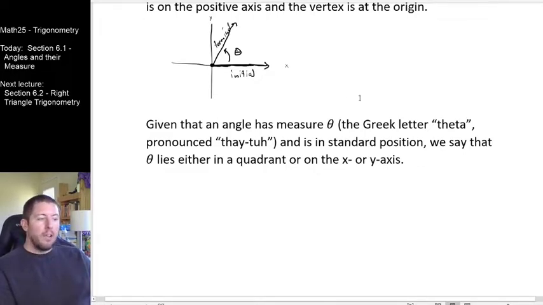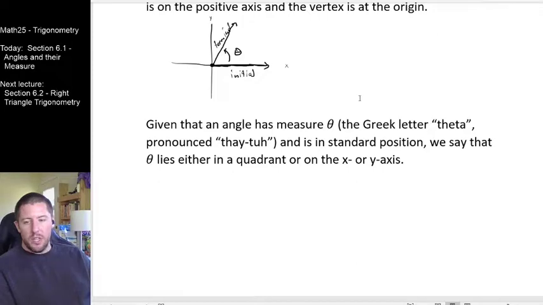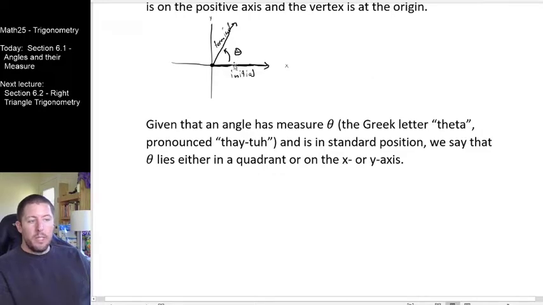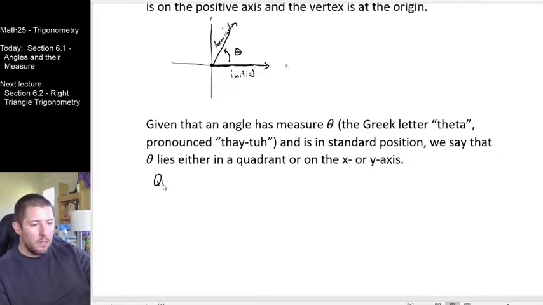So given that an angle has measure theta and is in standard position, we would say that theta lies either in a quadrant of the grid or on the x or y axis right here. In this case, we would say that theta is in the first quadrant. And I'm going to write how we number our quadrants here.